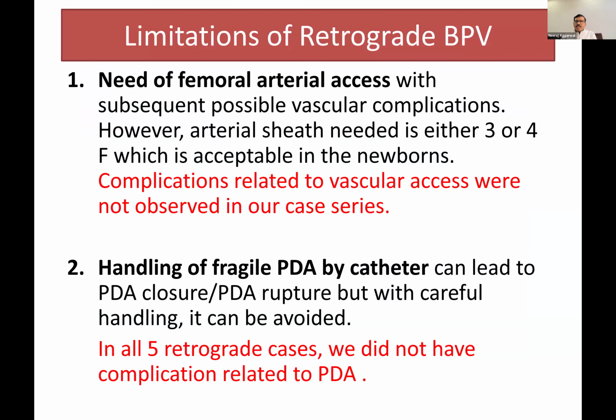Now, based on our understanding of the limitations of retrograde BPV, what we try to understand is one was the need of femoral artery. Someone asked me also, femoral artery access is required in a newborn. You are unnecessarily puncturing the femoral artery. But you understand, the sheath needed is either 3 or 4 French, which is acceptable in newborns.